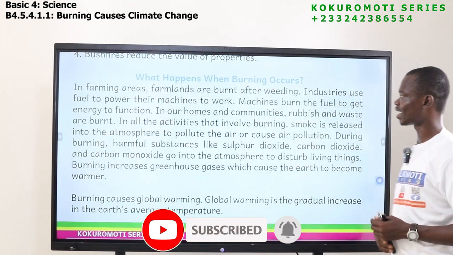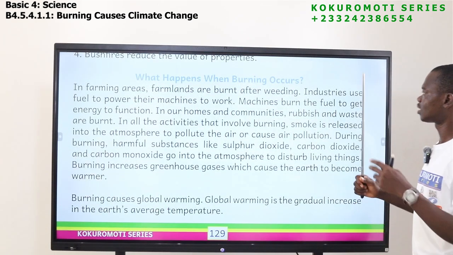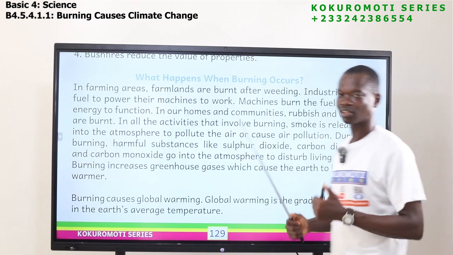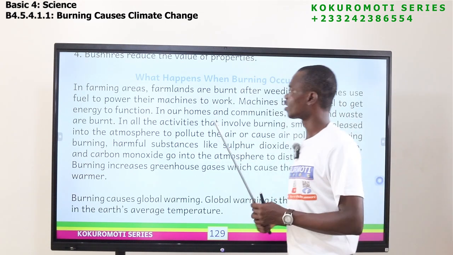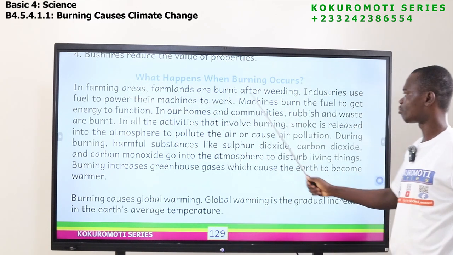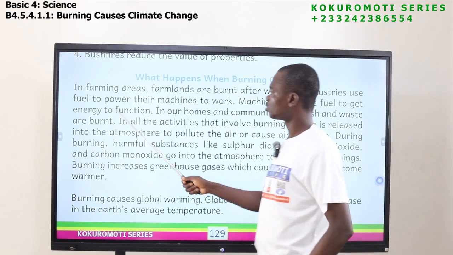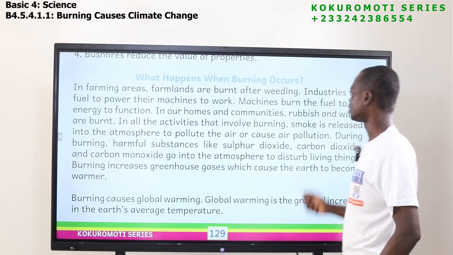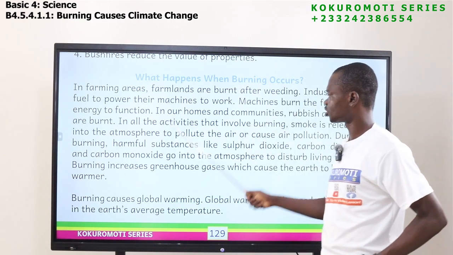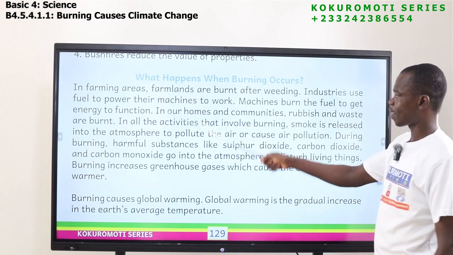Now let's come to this side. We are looking at what happens when burning occurs. So whenever burning is happening, what are the things that we see? Okay, so in farming areas, farmlands are burnt after weeding. Industries use fuel to power their machines to work. Machines burn the fuel to get energy to function. In our homes and communities, rubbish and waste are burnt.